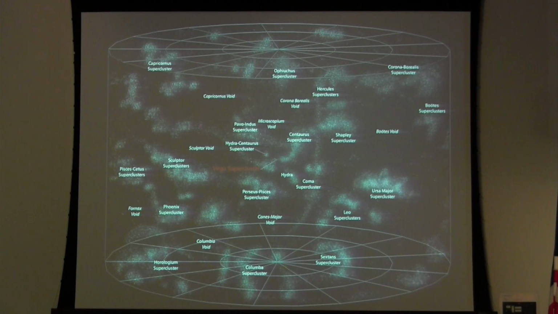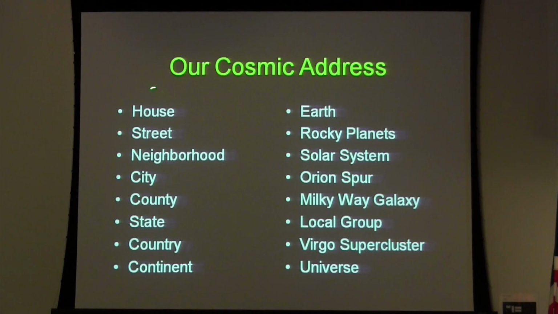That's our cosmic address. Start with our house, street, neighborhood, city, county, state, country, continent, planet, in the rocky planets, in the solar system, in the Orion Spur, in the Milky Way galaxy, in the local group, in the Virgo supercluster, which is one tiny part of the entire universe.